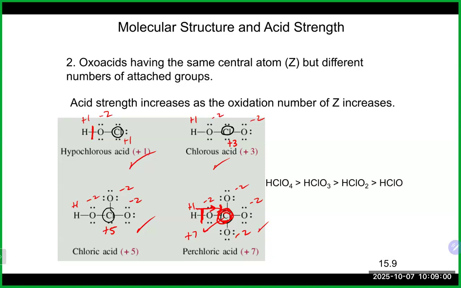So if you have an oxyacid with the same central atom, you're going to be looking at oxidation numbers. If you have an oxyacid where they have the same oxidation state in the center, you're going to look at electronegativity. Good question.